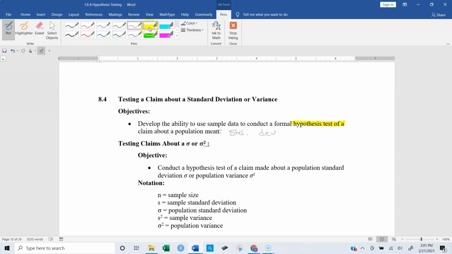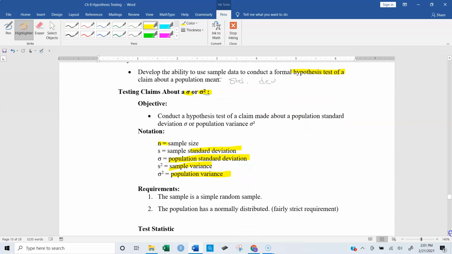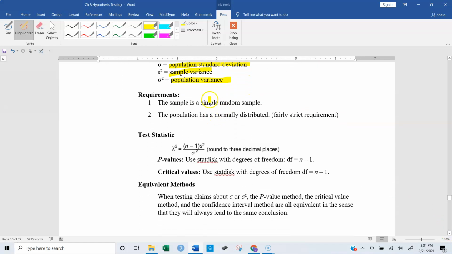You're going to test your claim about sigma or sigma squared, your standard deviation or variance. We have your sample size, your sample standard deviation, your population standard deviation, your sample variance, and your population variance. Those have not changed for notation. The requirements: we need a simple random sample again. The difference here is this has to be normally distributed, and it is strict. Not normally distributed, you cannot do it.